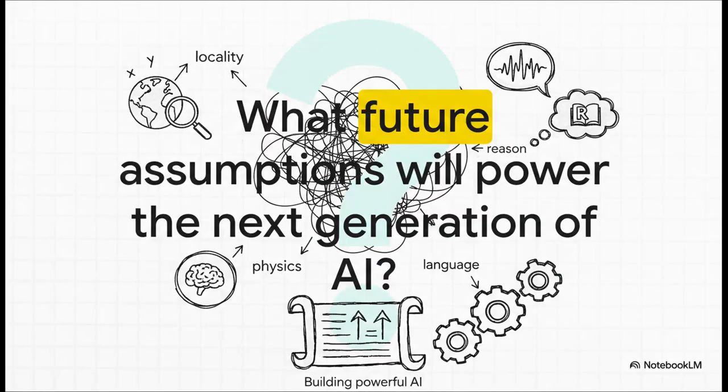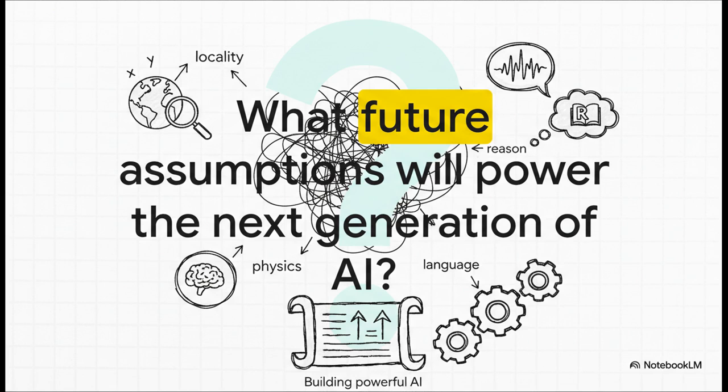So, let's just zoom out for a second and think about the big picture here. Convolution was such a revolution because it proved that we could take our human intuition about the world, our priors about things like locality, and bake them directly into the architecture of a neural network. It's a powerful blueprint for building smarter, more efficient AI.